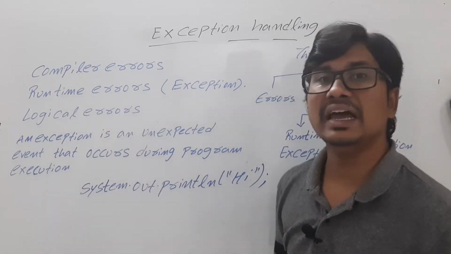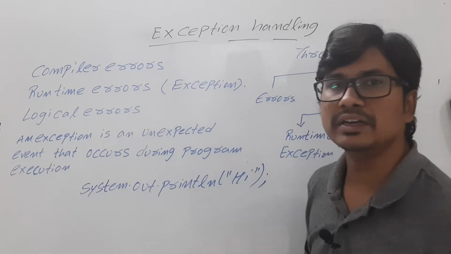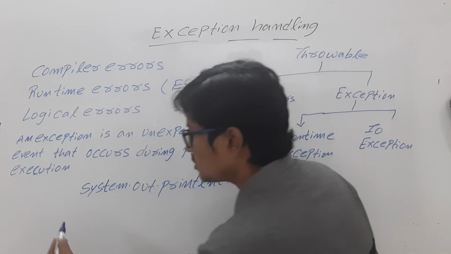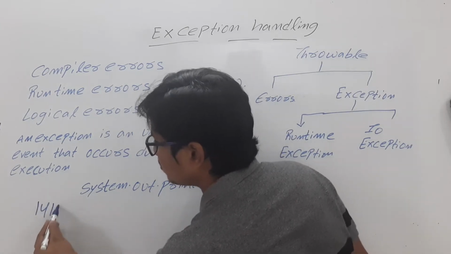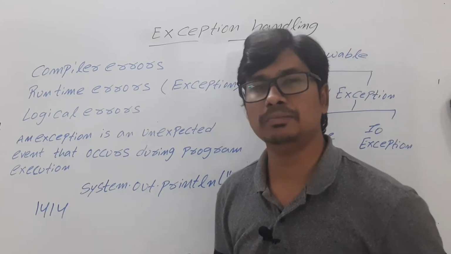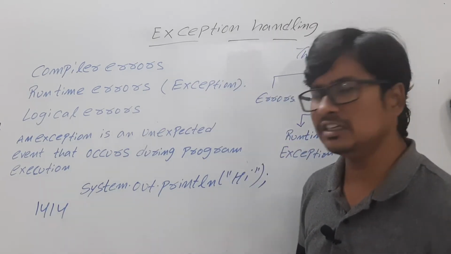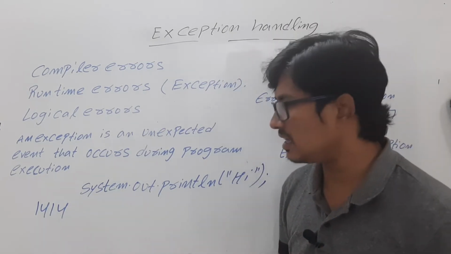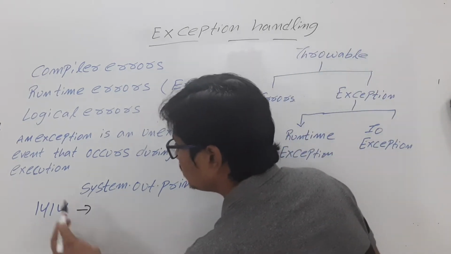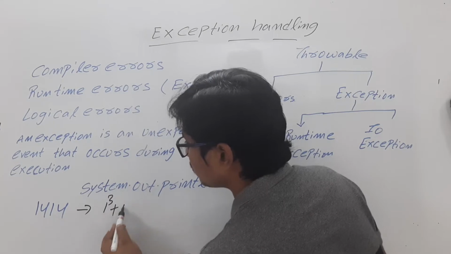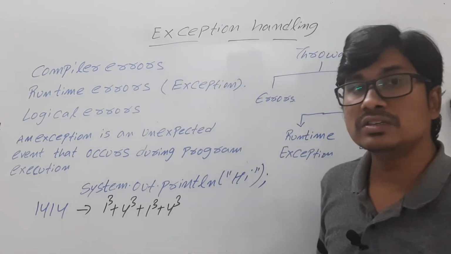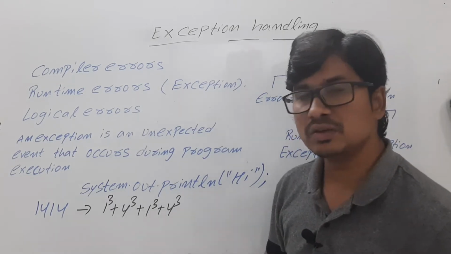Now the logical errors. Let's take that I have written a program to verify whether a given number is an Armstrong number or not. Suppose someone has asked me to verify whether 1414 is an Armstrong number or not. The person writing the program has read somewhere, or someone has taught him, that you need to compute 1 cube plus 4 cube plus 1 cube plus 4 cube. Now this logic is wrong.